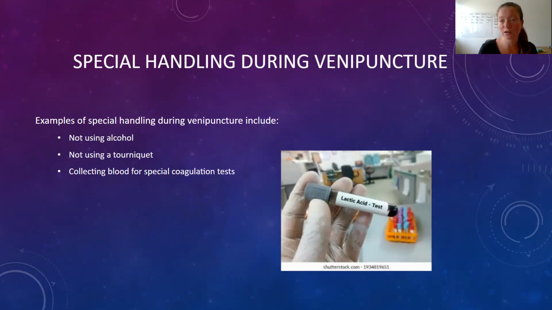Like I mentioned, the tourniquet, if you guys remember, we don't ever want to leave a tourniquet on for longer than a minute. Typically, when we're collecting lactic acid, we're going to use the gray stopper because it's got that sodium fluoride additive in there. And we're going to put it in a mixture of ice and water, so that ice slurry mixture, and transport it right to the lab. Lactic acid specimens really need to be run as soon as possible so that we get the most accurate results.